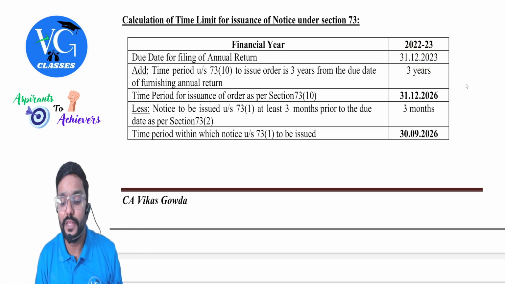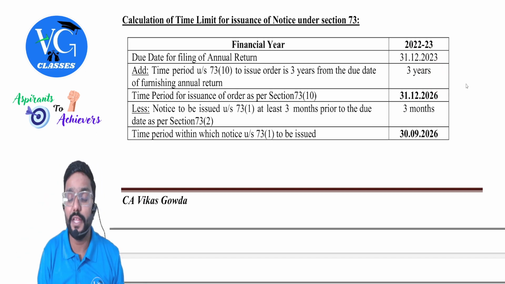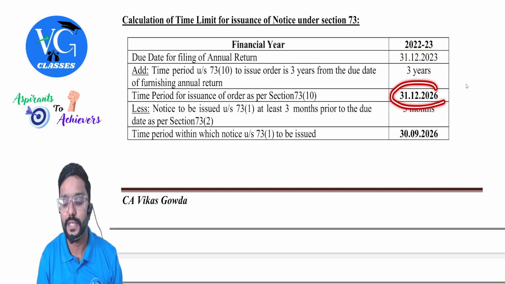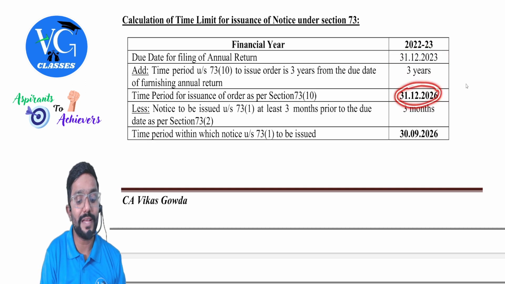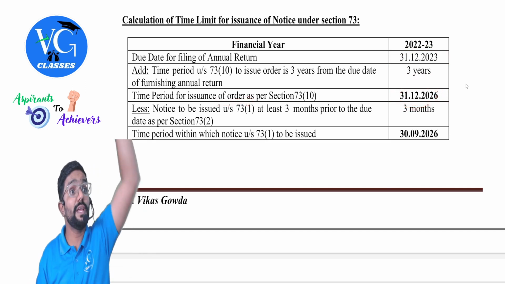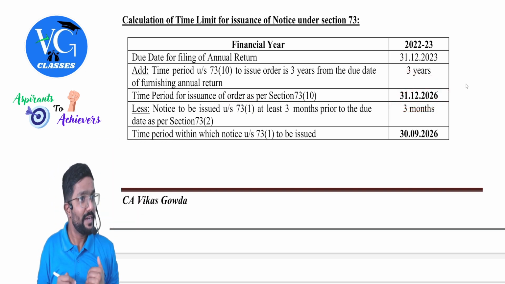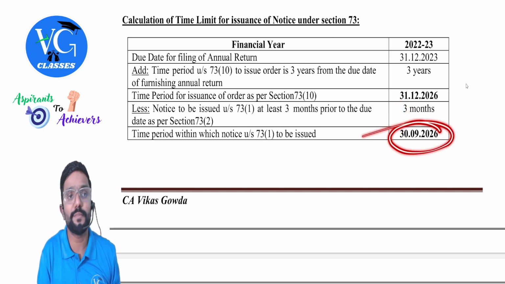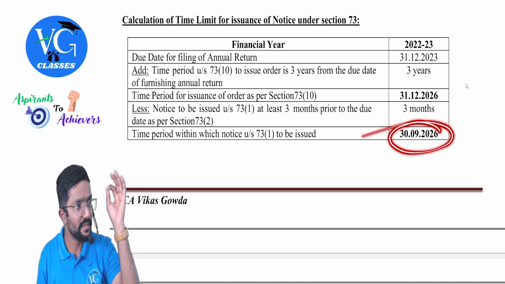Okay, sir. Within 3 years from here, the order has to be passed. Within 3 years from where? 31st December 23. Which comes to how much, guys? 31st December 26. Is this the time limit to pass the order or to issue notice? Order. And we saw above, notice has to be given 3 months before this. Correct? So 3 months before this means on or before 30th September 26. Hope you are understanding. I repeat.